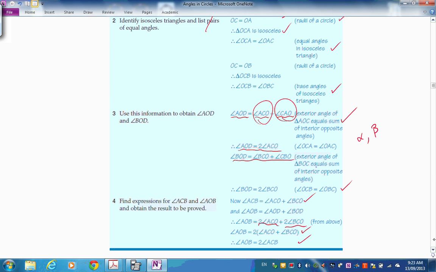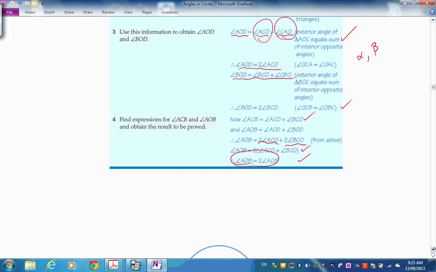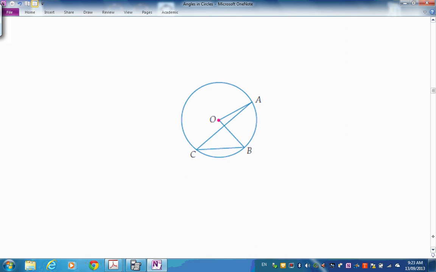The angle at the centre is twice the angle at the circumference, subtended by the same arc. So there's our first theorem. Might write that one down. It's going to be an important tool for later on. Let's go down and look at another one.